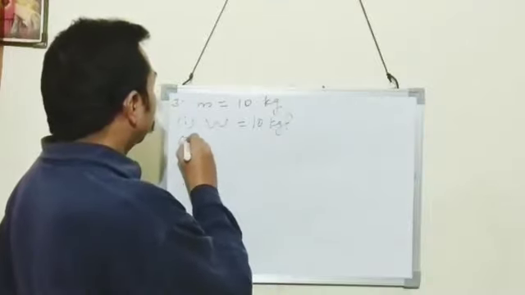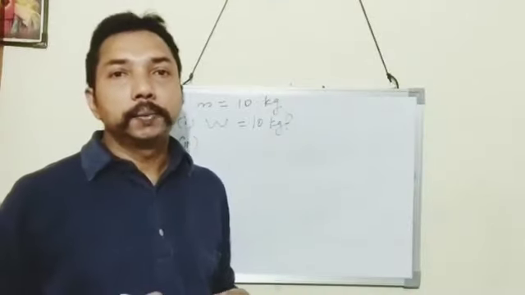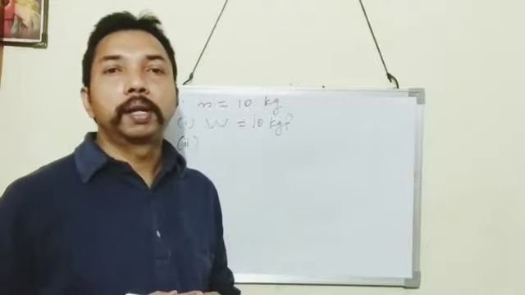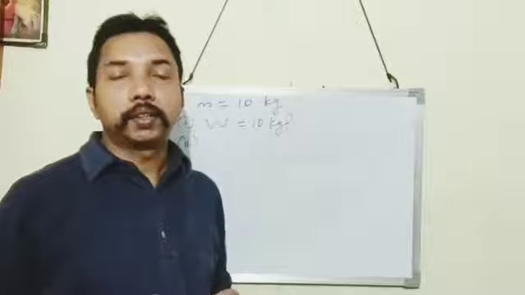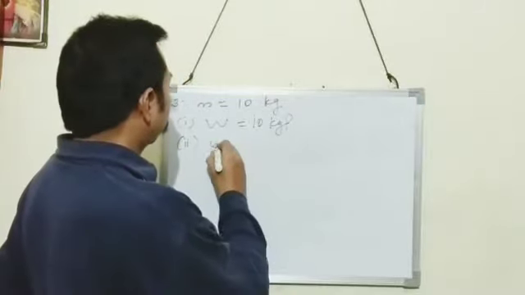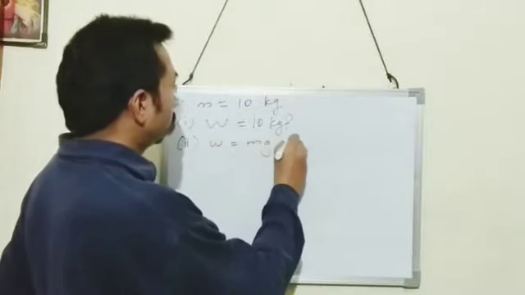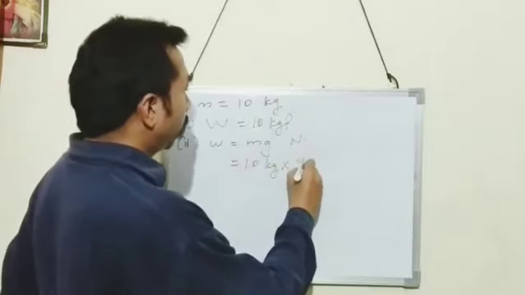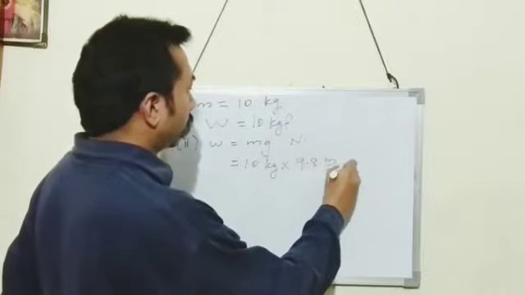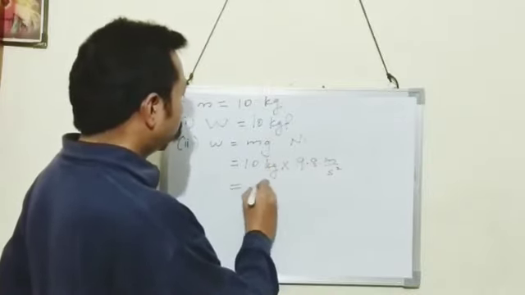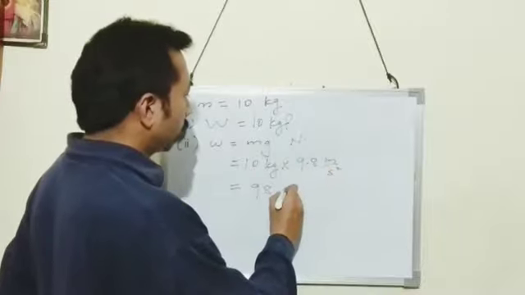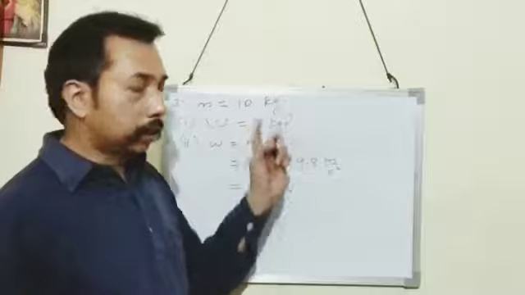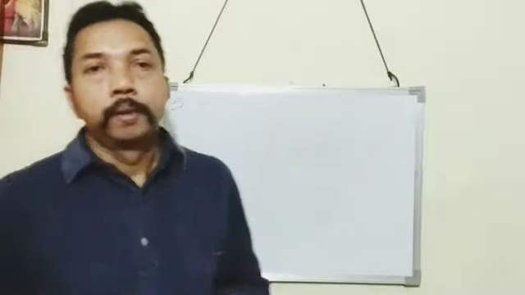Now second part we have to convert kgf into Newton. For converting kgf into Newton, you have to multiply with the value of acceleration due to gravity. mg Newton. So that is 10 kilogram into G, given as 9.8 meter per second square. So 9.8 into 10 is 98 kilogram meter per second square, which is Newton. 98 Newton. So first part answer is 10 kgf, second part answer is 98 Newton.